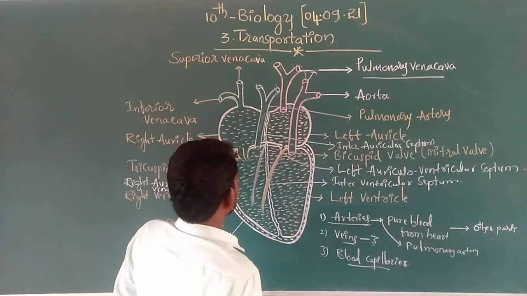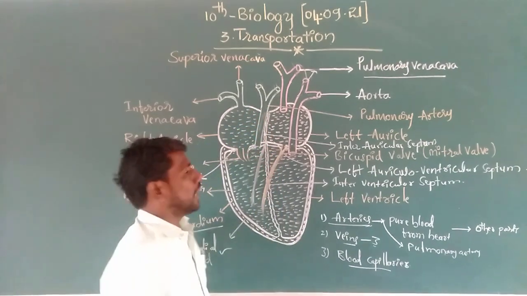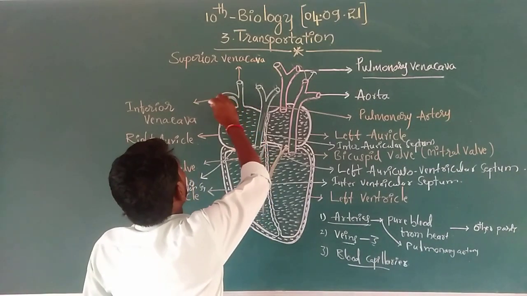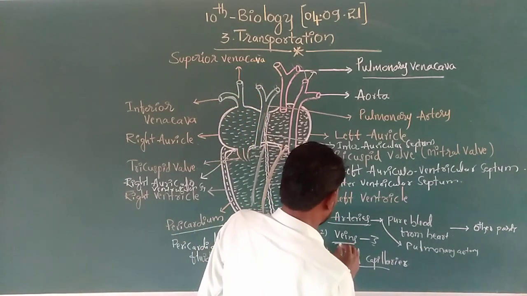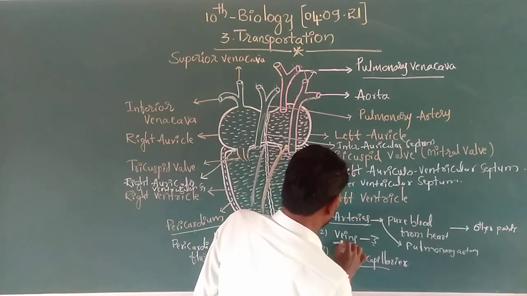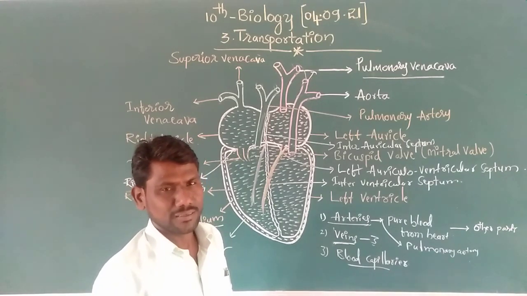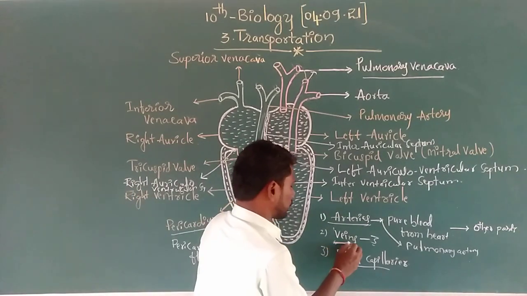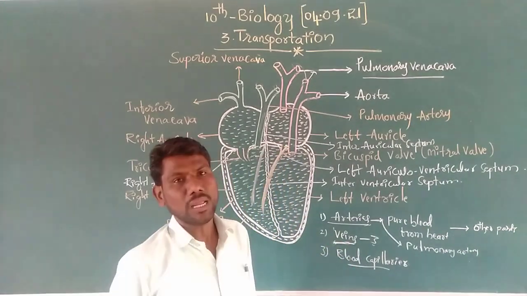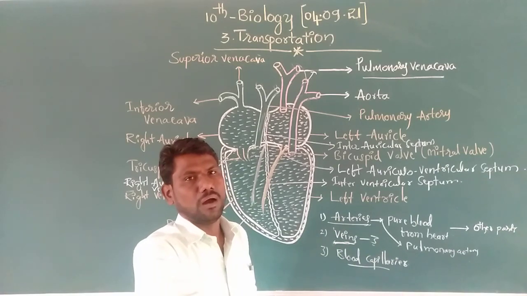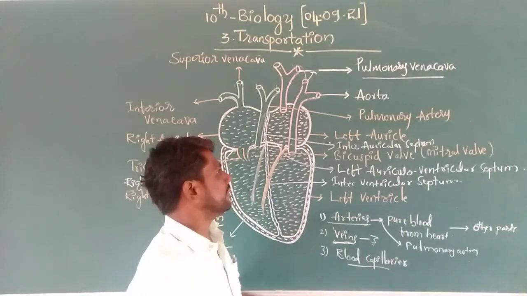Next, the right auricle collects the impure blood from the various parts. Already in the previous class, I gave information about veins. What are veins? The thin-walled, blood-collecting muscular tubes are called veins. These veins collect only impure blood from the various parts.